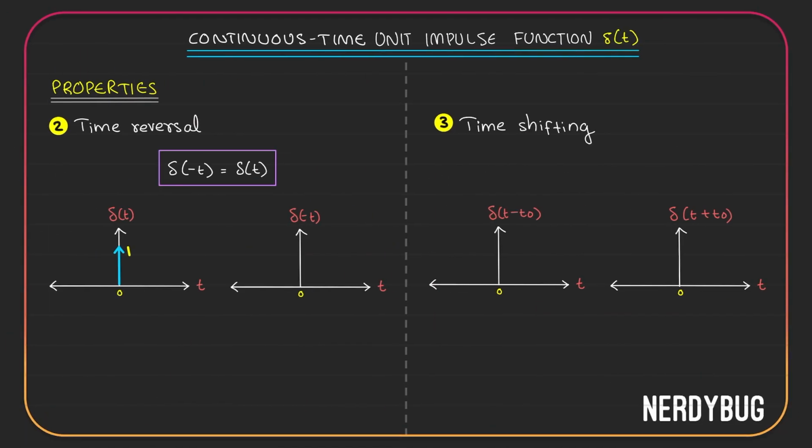The next property is time reversal. We have to take delta of minus t. And we know what time reversal does to a signal. Whatever happens on the right side will go to left side.